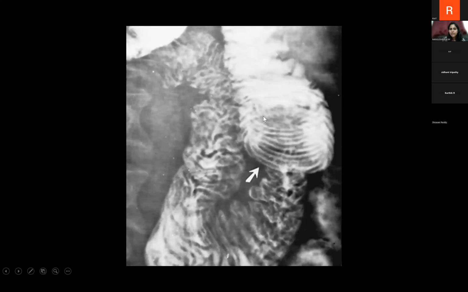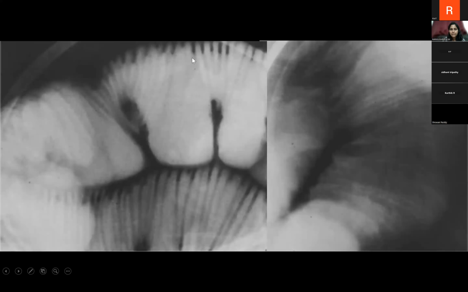Here it is basically the mucosal folds which are being enhanced with the contrast. This is the entrapped mucosa being enhanced with barium. So this is coil spring. Whereas here we can see sacculations or pseudodiverticula, which are seen in scleroderma.